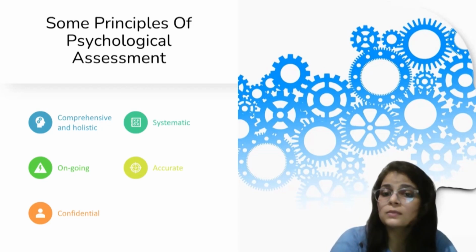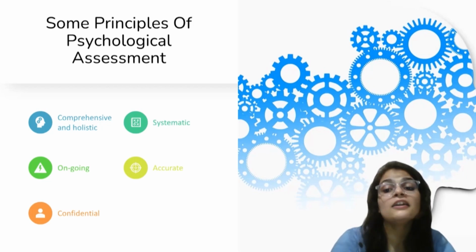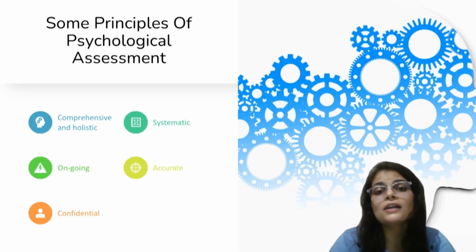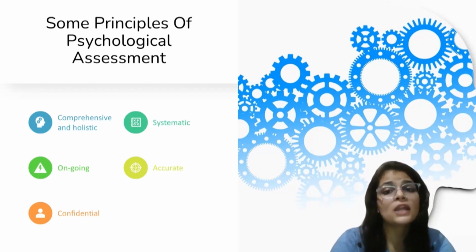Psychological assessments should be accurate. In what terms? In terms of assessing what it intends to measure. Personality assessment should measure only the aspect of personality. Intelligence measures should only assess intelligence. Reliability and validity of a psychological assessment or test must be ensured.